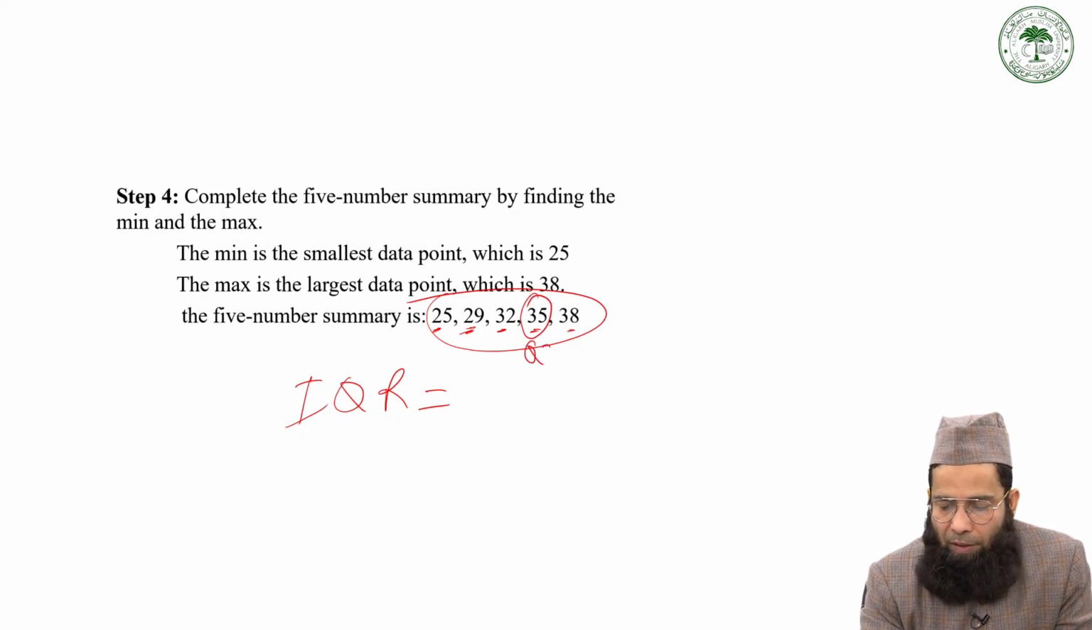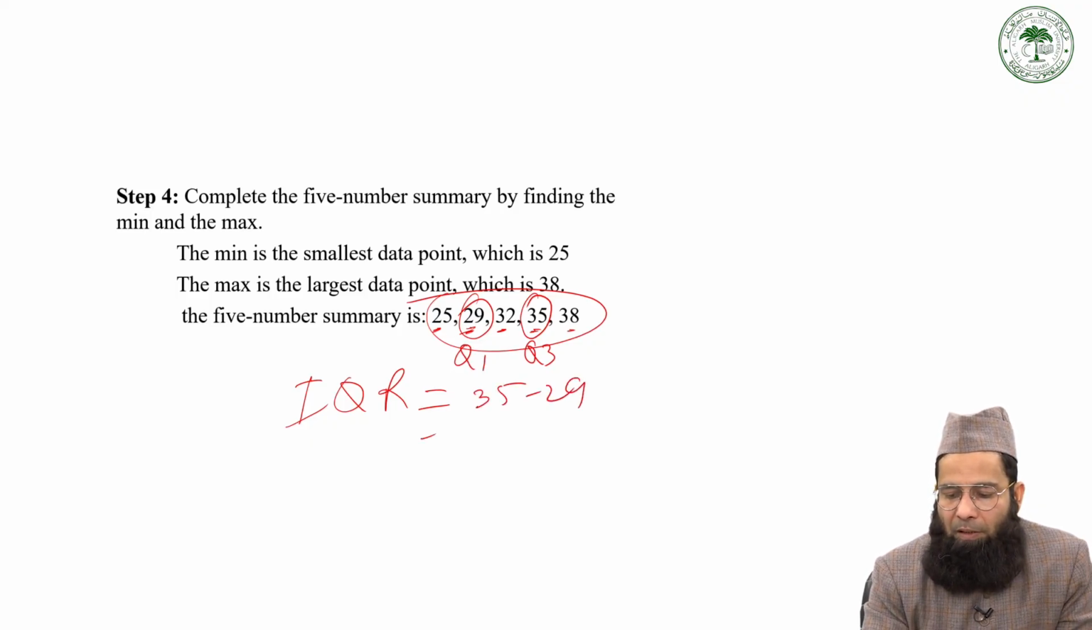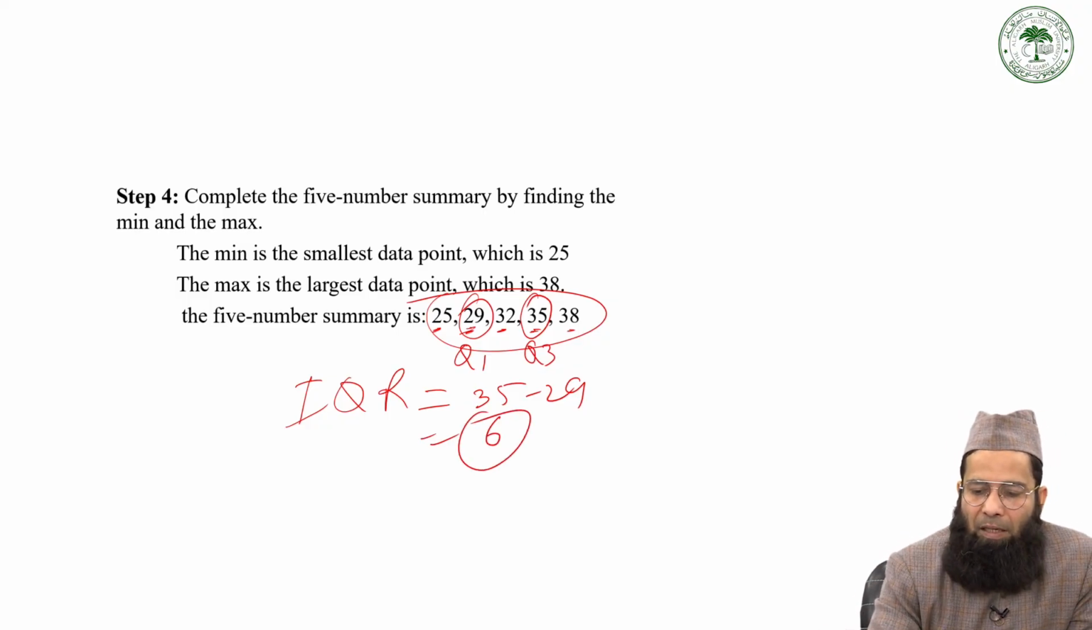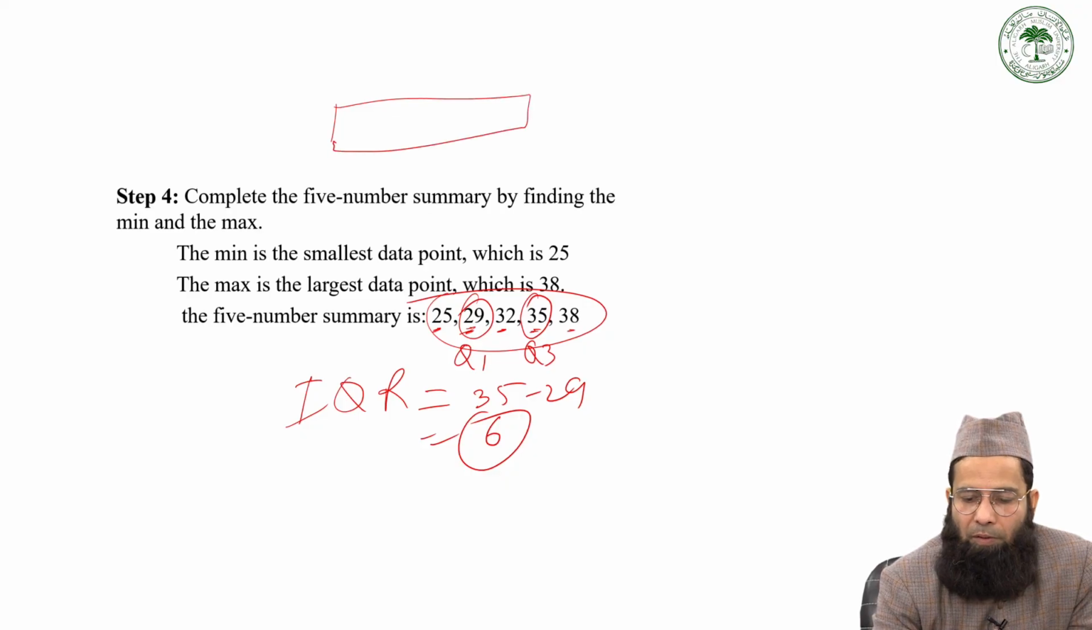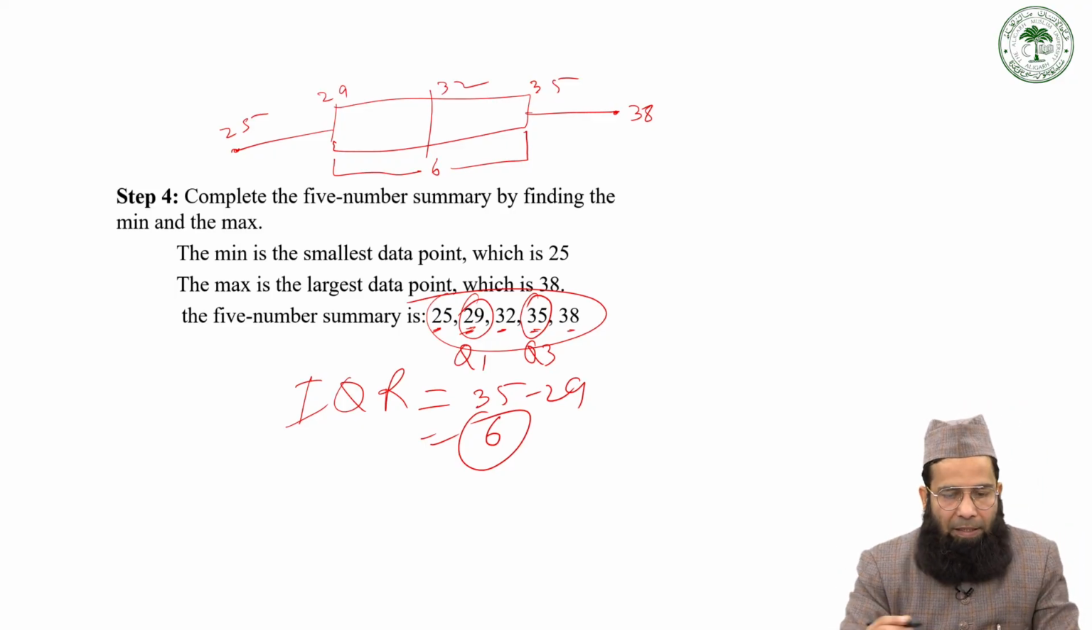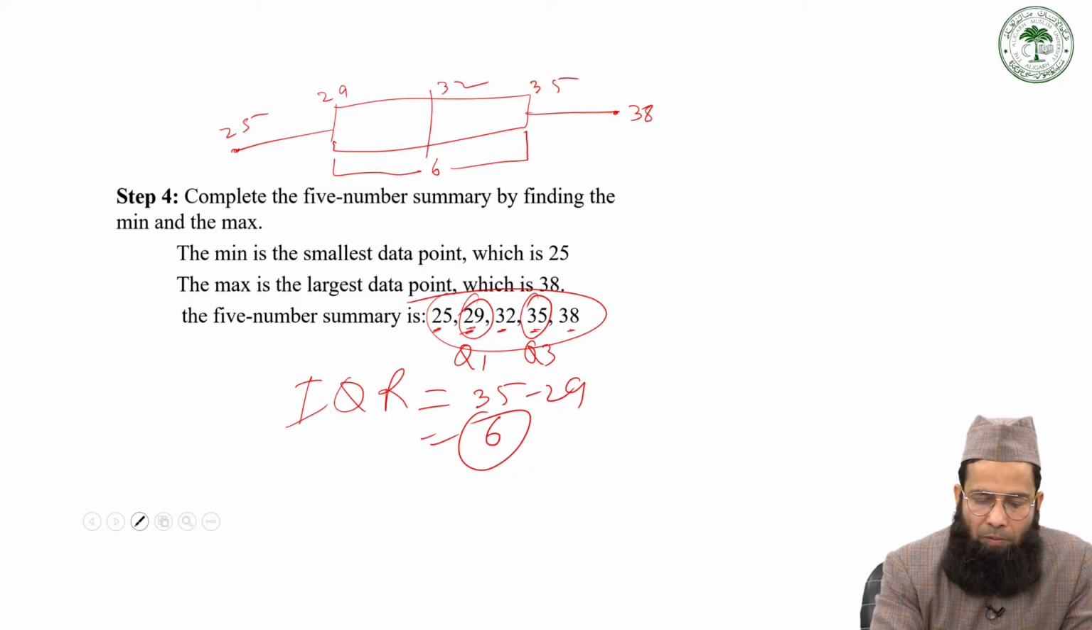If I need to calculate the interquartile range, what would it be? The interquartile range is Q3 minus Q1, the third quartile minus the first quartile. So Q3 minus Q1, 35 minus 29, you will get 6. So the interquartile range is 6. In this way I can draw the whole box plot, right? Here you will find the minimum which is 25, here you will get 29, here you are having 32, this is 35, and finally you will get 38. And the interquartile range is 6, right? In this way I can draw the whole box plot.